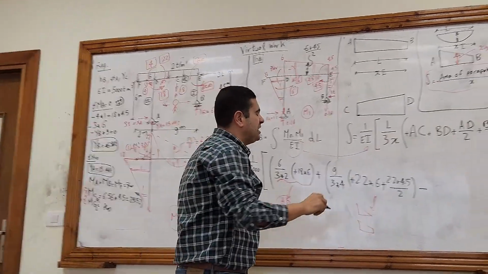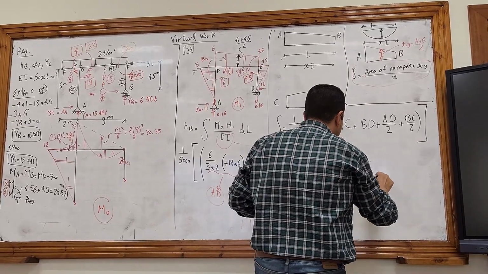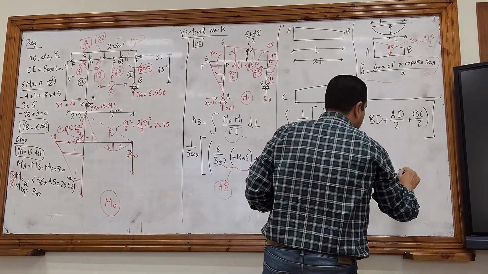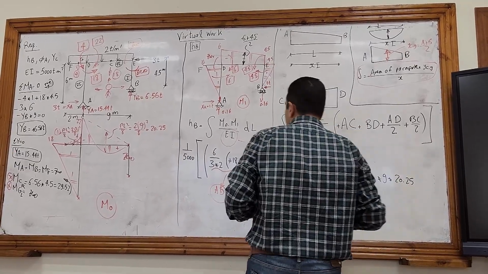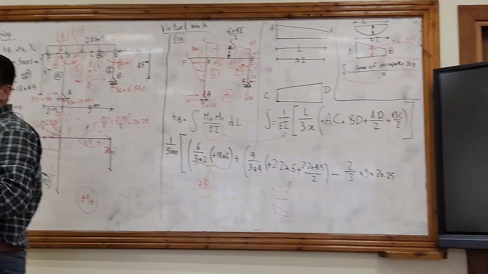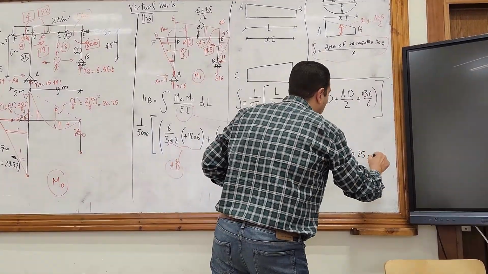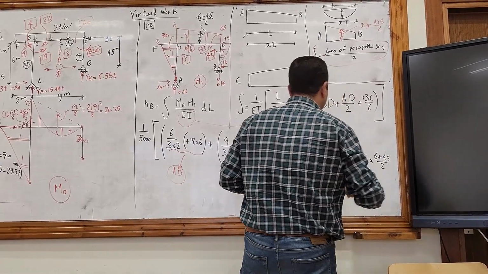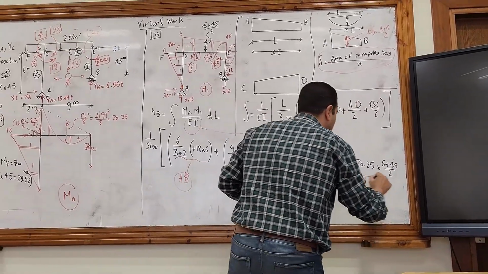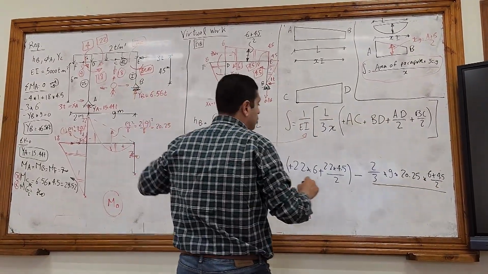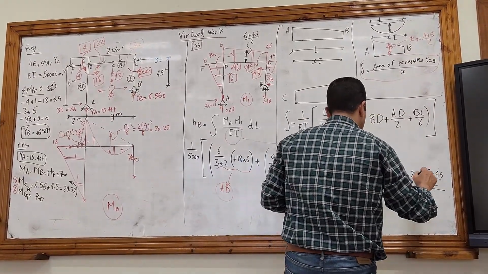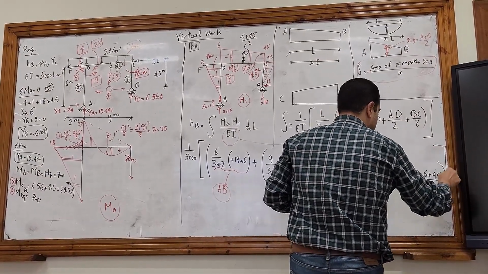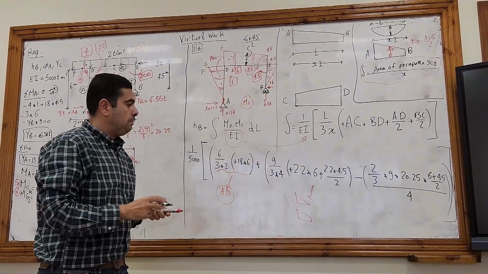Area of parabola is 2 over 3, base 9 meter, times height of the parabola, which is PL squared over 8, 20.25. This is the area of the parabola. Multiplied by YCG, which is 6 plus 4.5 divided by 2. All of this divided by the inertia factor of the member, which was 4. And now I will close the whole bracket.